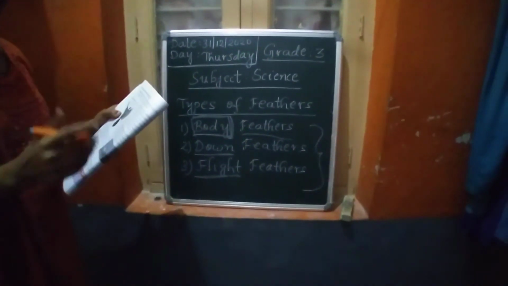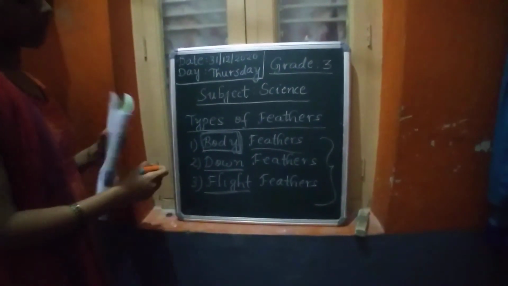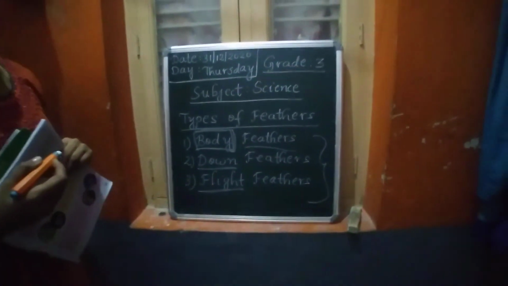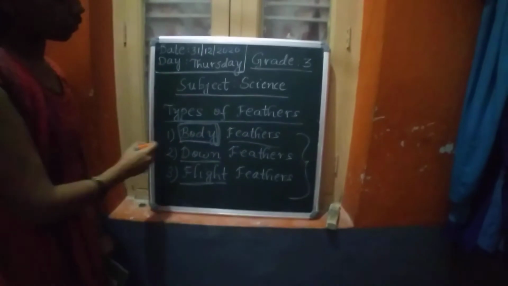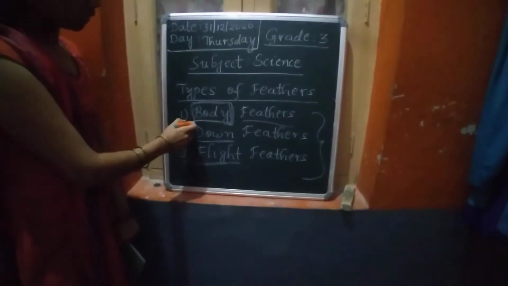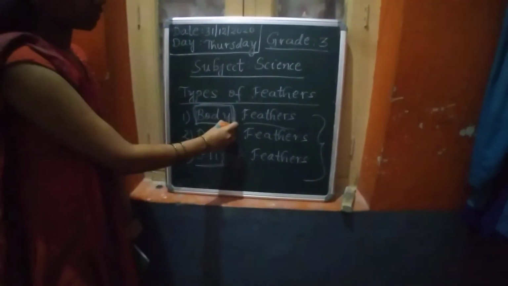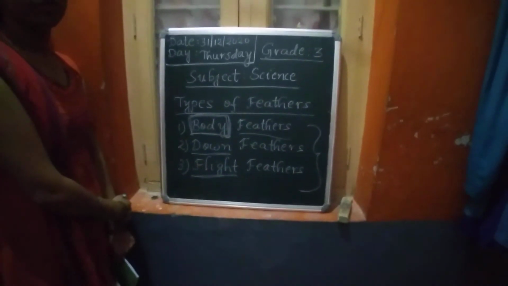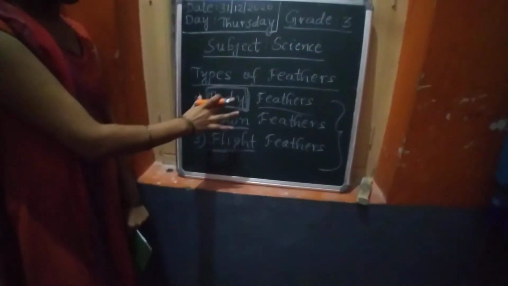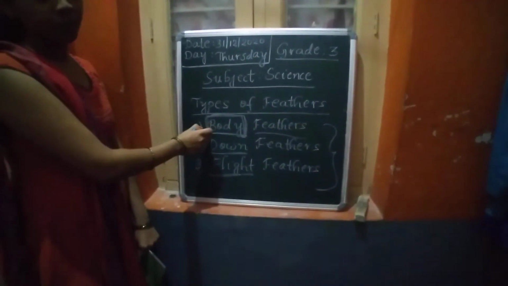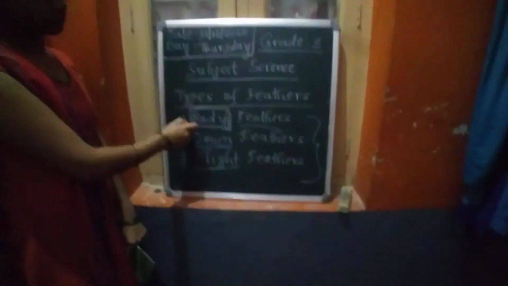And these body feathers give shape to the bird's body. These body feathers are the colored feathers which cover the entire body of the bird, and also these body feathers give shape to the bird's body. That is why it is called body feathers.